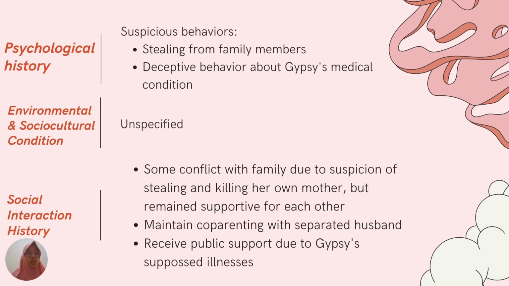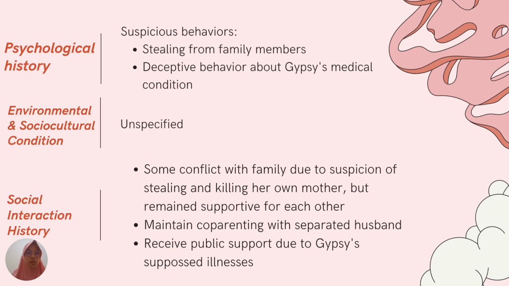For psychological history, there is not much diagnosis, but Didi has showcased several suspicious behaviors throughout her life, such as regularly stealing from family members, which they suspect was an act of retaliation. She is also suspected of deceptive behavior about Gypsy's medical condition toward Gypsy's doctors. And the environment and sociocultural condition is also unspecified in the case description.